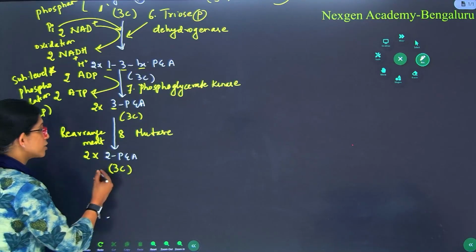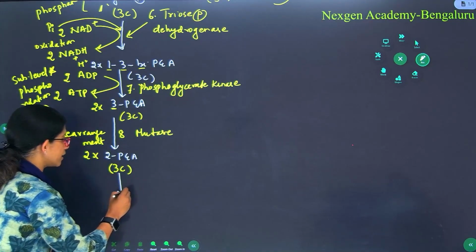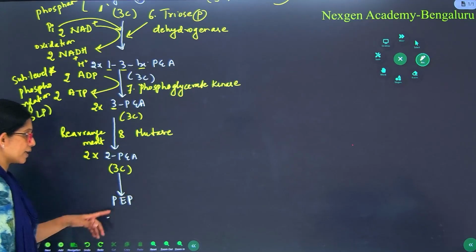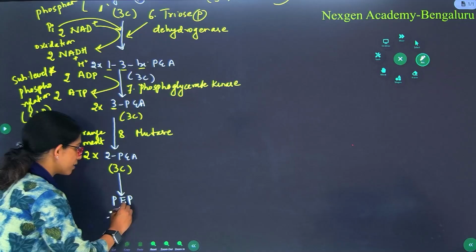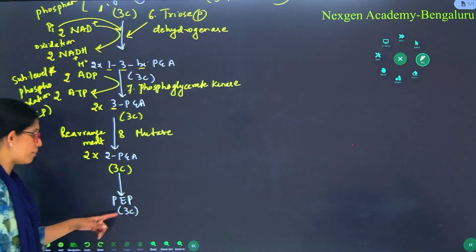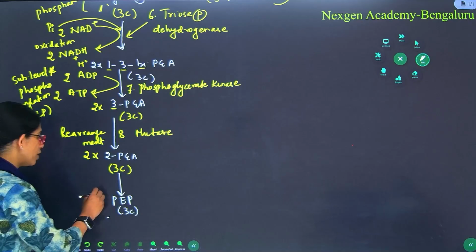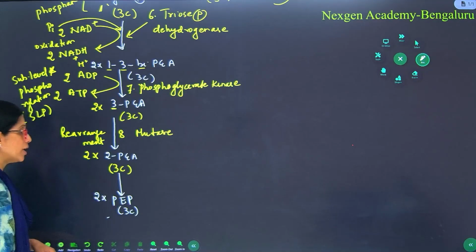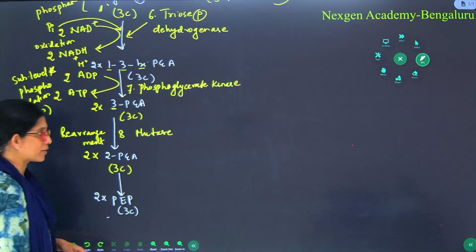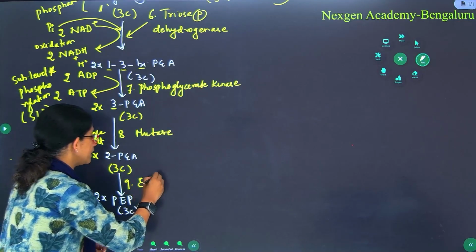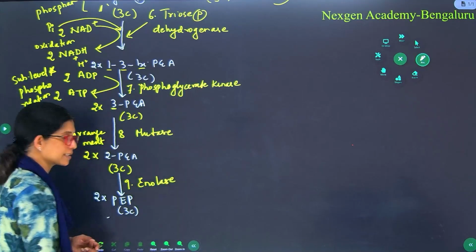So now this 2-PGA is converted to phosphoenol pyruvate, right? Phosphoenol pyruvate again is a 3-carbon compound. How many molecules should it form? 2 molecules it should form, right? So this is your 9th step, catalyzed by the enzyme enolase, right?